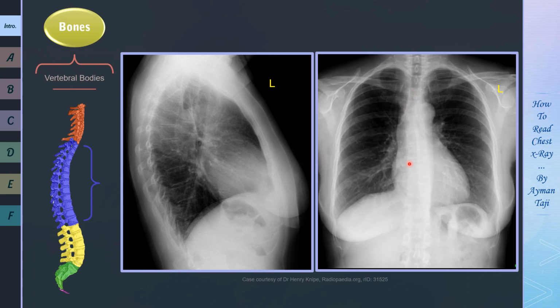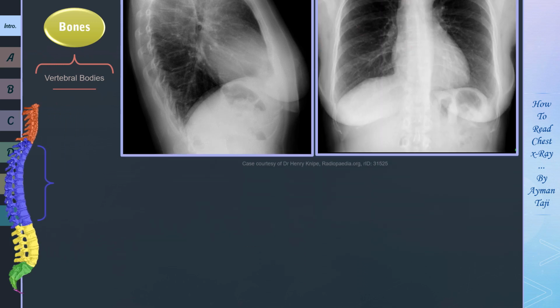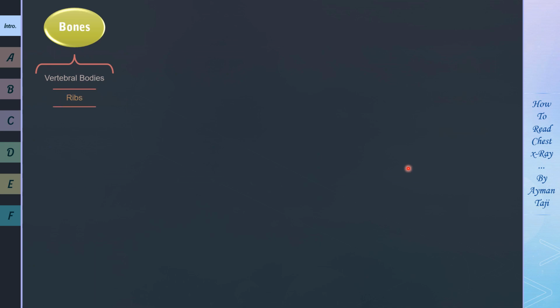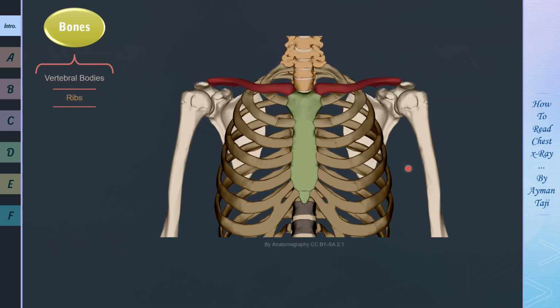Vertebral bodies are more easily seen on a lateral film, but usually seen on PA as well, provided that the technical quality is adequate. Then there are the ribs, 12 pairs of ribs, and are all attached at the back to the thoracic vertebrae and numbered from 1 to 12 according to the vertebrae they are attached to, like the first rib here, which is attached to the first thoracic vertebra, or T1.